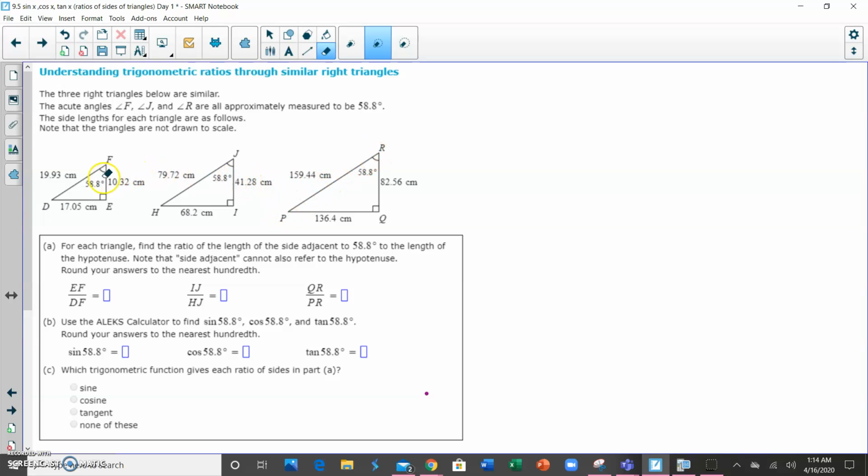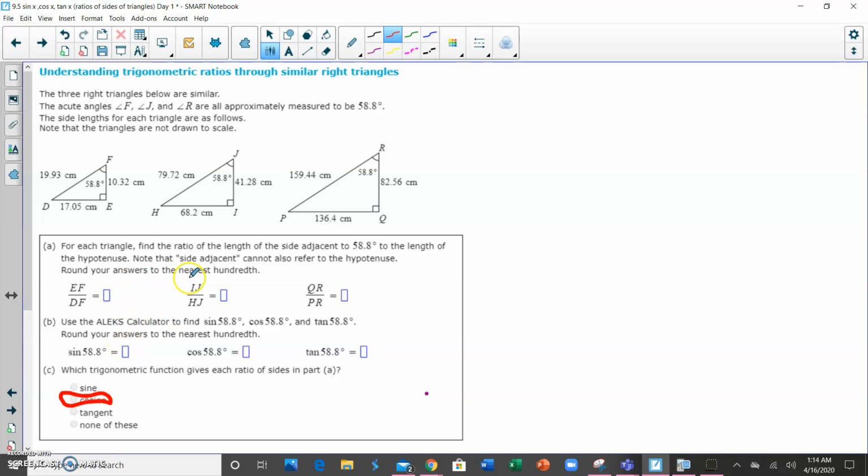Now, if you notice, for all 3 of these triangles, you're doing the adjacent divided by the hypotenuse. This is the adjacent divided by the hypotenuse. This is the adjacent divided by the hypotenuse. So down here, when it says which trigonometric function is given for each of these sides, because it's adjacent divided by hypotenuse for all of these, it is going to be this one right here, which is cosine.